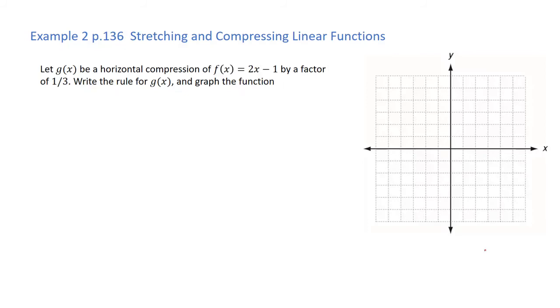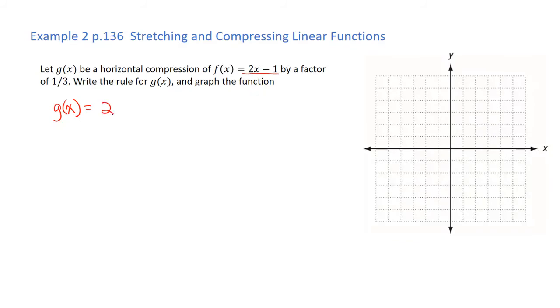Here it says let g of x be a horizontal compression of f of x equals 2x minus 1 by a factor of 1/3. It says write the rule for g of x and graph the function. Okay, so let's see if we can do that together here. All right, so first of all, what we want to do is we're going to write g of x, because that's going to be our new line. All right, g of x is equal to, all right, so it's going to be equal to 2.